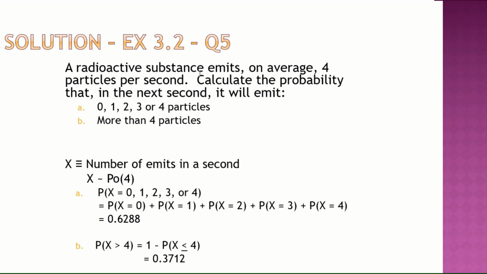Then you have question 5. A radioactive substance emits on average 4 particles per second. Calculate the probability that in the next second it will emit. So number of emits in a second, because they ask you in the next second. So the Poisson is 4, you don't need to change because they give you per second, they want per second. So you follow the formulas and answer the question. If you want 0, 1, 2, 3, 4, you add 0, 1, 2, 3, 4, 1 by 1. If they say more than 4 is 5 and above, right? So 1 minus 0 to 4.